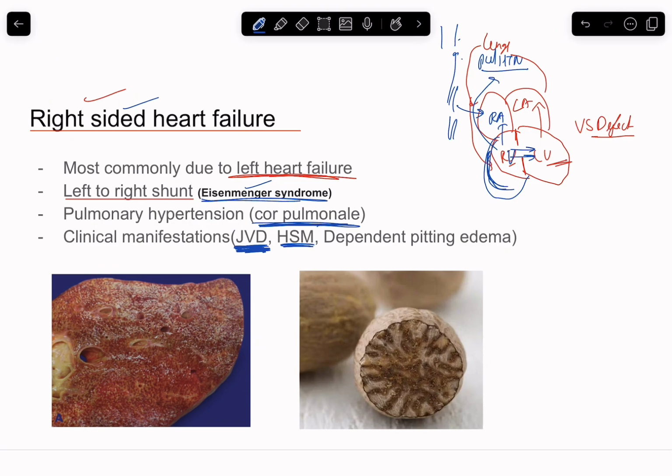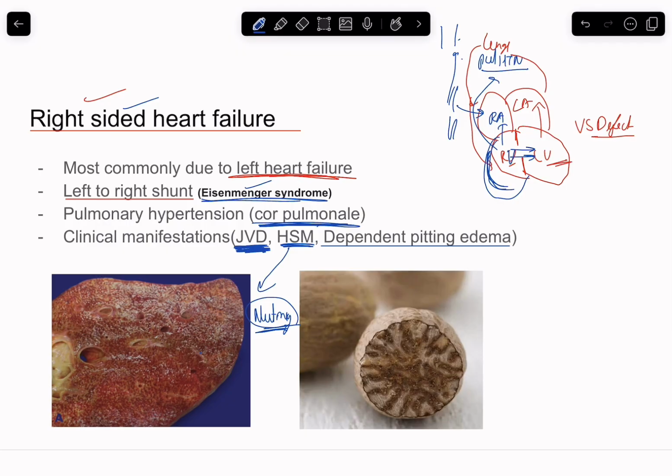Also, hepatosplenomegaly can be seen, and a characteristic nutmeg liver can be seen. This is seen when there is right heart failure. The fluid backs up until the hepatic vein, and this causes congestion of the liver too, resulting in a characteristic nutmeg appearance. And last, you will see dependent pitting edema. One thing you need to remember is that whenever the capillaries or arterioles are damaged, either due to inflammation, increased hydrostatic pressure, or decreased oncotic pressure, you can see edema.